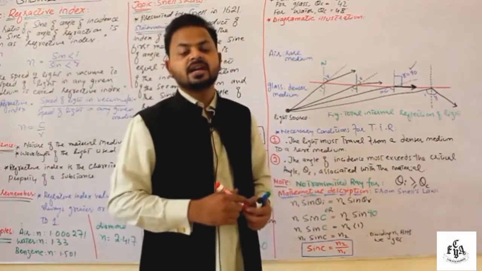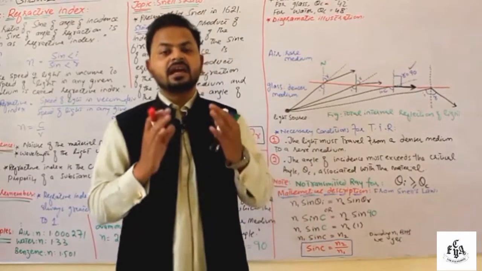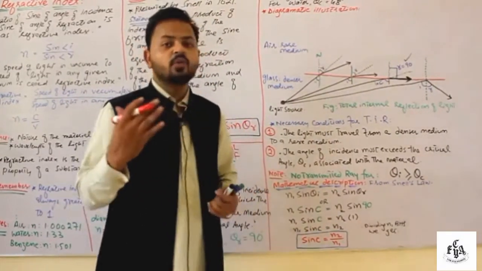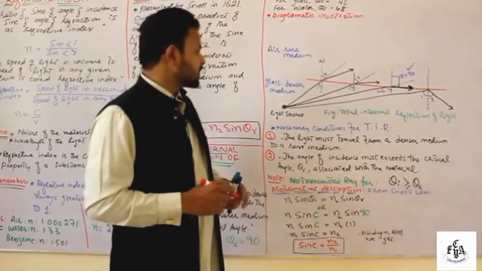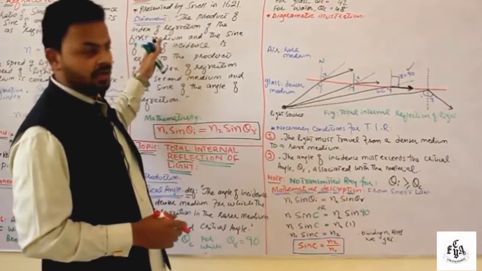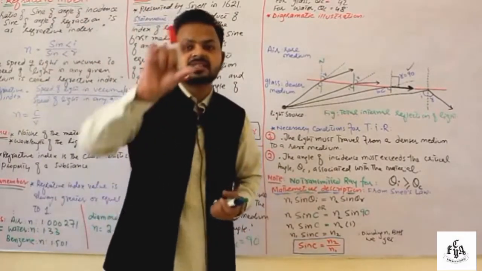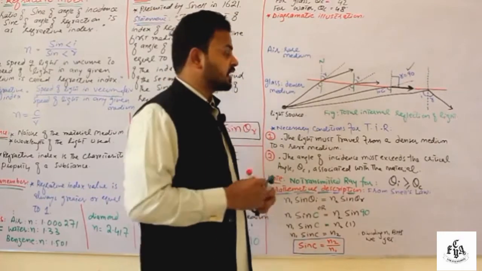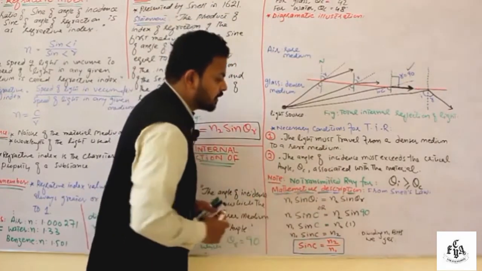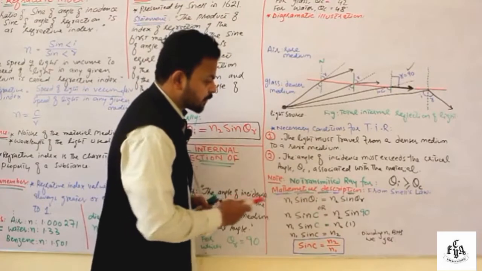Now we have to derive a value for the critical angle. How will we do it? We will utilize Snell's law. If you remember, we have done Snell's law over here. Now we will utilize the same expression to derive a result for the critical angle. Let's discuss the mathematical expression from Snell's law.